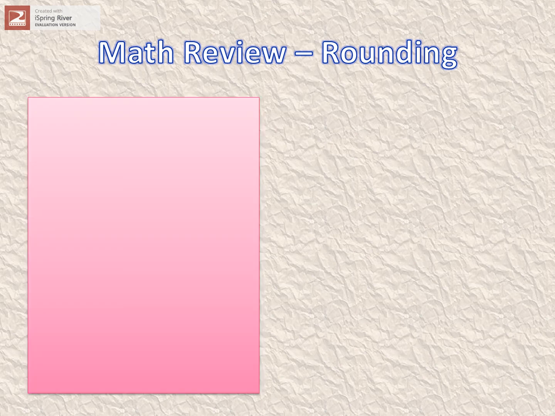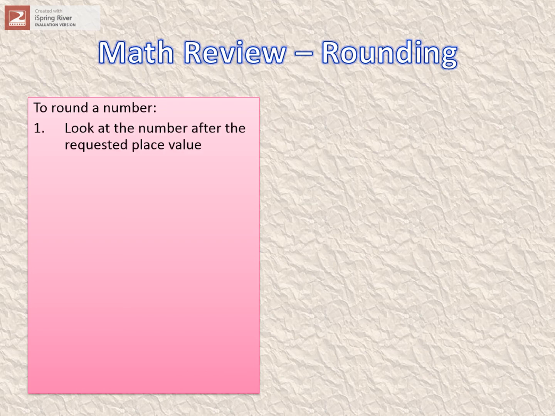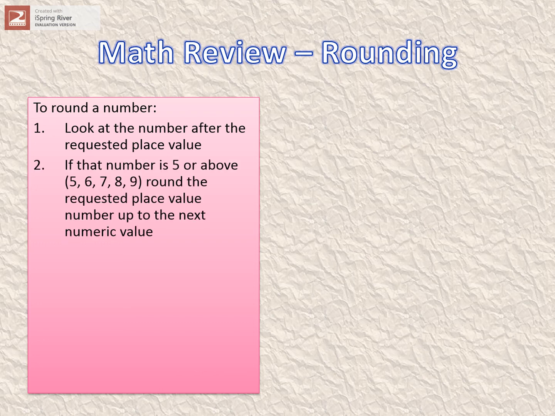Okay, now we're going to actually get to the rounding. Some things to keep in mind when you're rounding. To round a number, you're going to look at the number after the requested place value. So if they say round to the nearest tenths place, then you're going to look at the number after that tenths place. If that number is a 5 or above, meaning 5, 6, 7, 8, or 9, then you're going to round the requested place value, that tenths place, up to the next numeric value. So if that was a 3, then you would round it up to a 4.